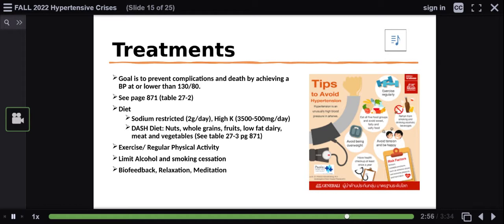The recommended treatment for patients with elevated blood pressure but who are not diagnosed with hypertension is lifestyle changes, not antihypertensive medications, with follow-up in 3 to 6 months, as I noted earlier. Again, you can see the DASH diet on page 871, table 27-3, and lifestyle modifications on the same page. Aside from those things mentioned, I also mentioned biofeedback, relaxation, and meditation as part of your treatments.